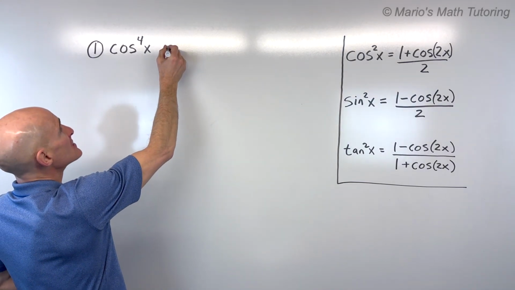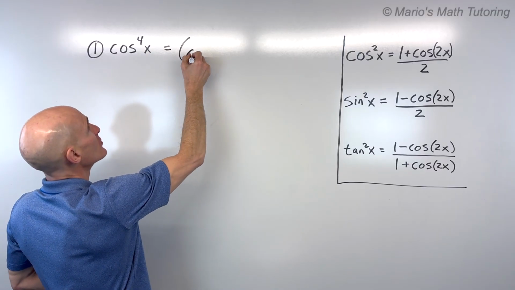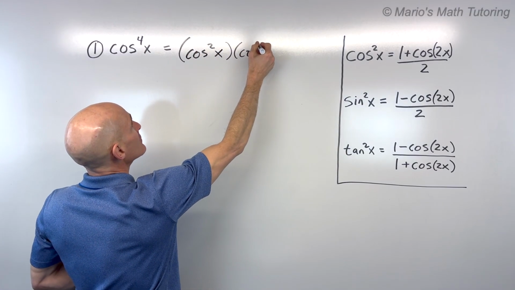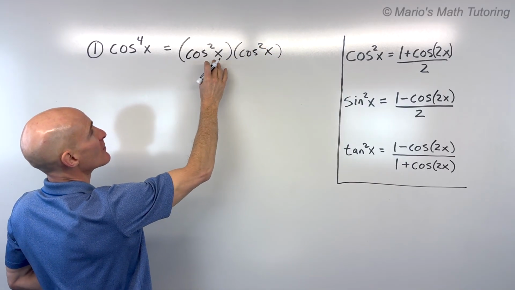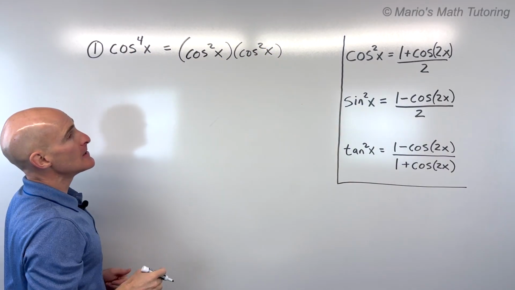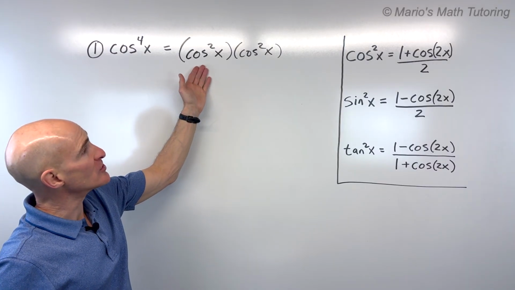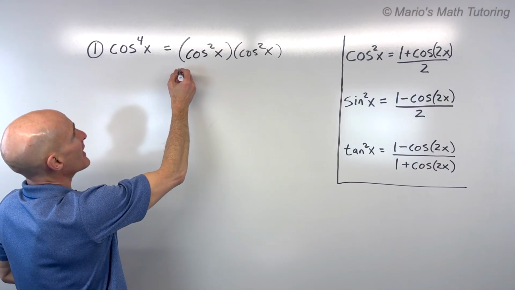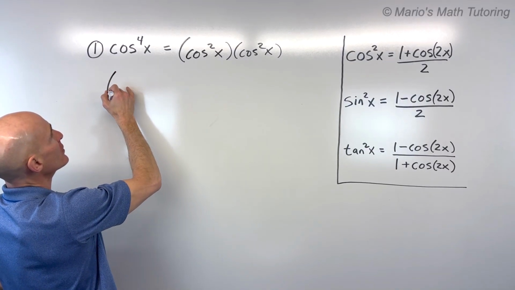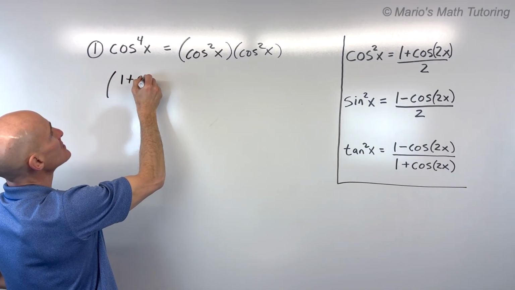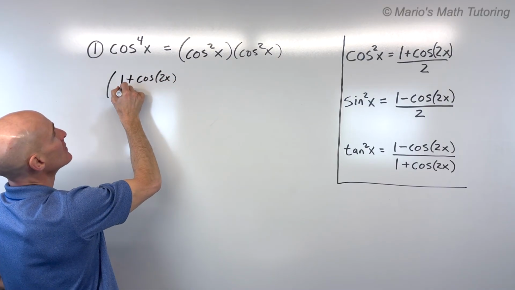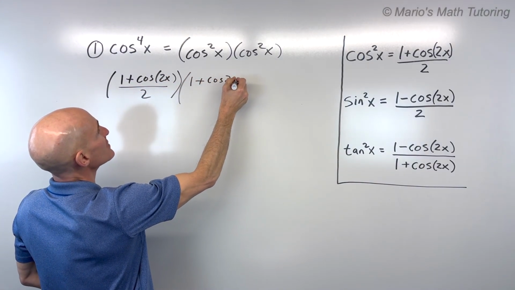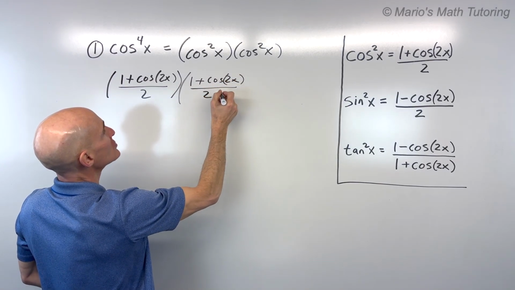So in this case, we can see that cosine to the fourth of x, we could rewrite this as cosine squared of x times another cosine squared of x. Because remember, when you multiply, you add the exponents. Now here's where we're going to do our substitution. So since cosine squared of x is equal to this quantity here, let's replace that. So we're going to write this as, and I'll put it over here, it's 1 plus cosine of 2x over 2 times another 1 plus cosine of 2x over 2.